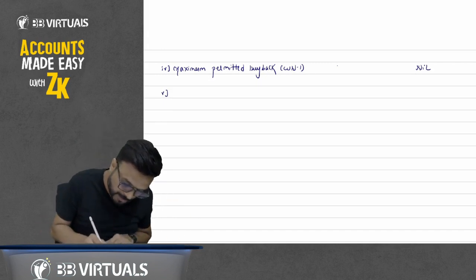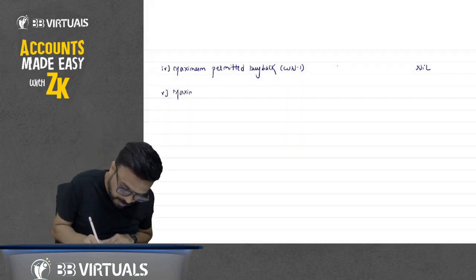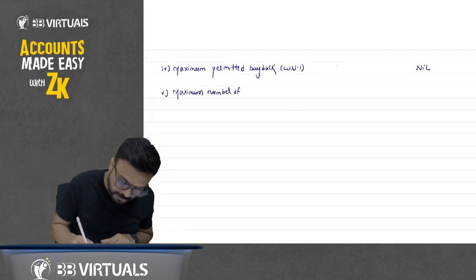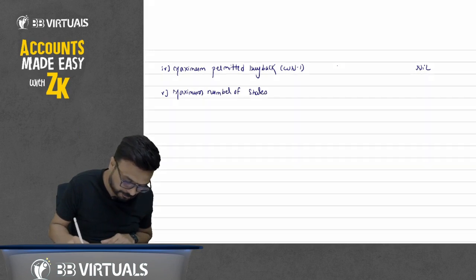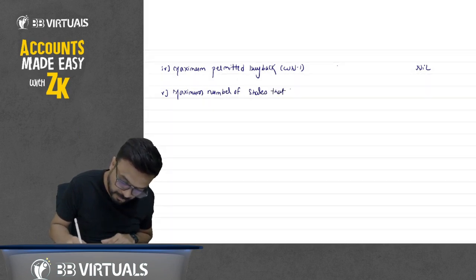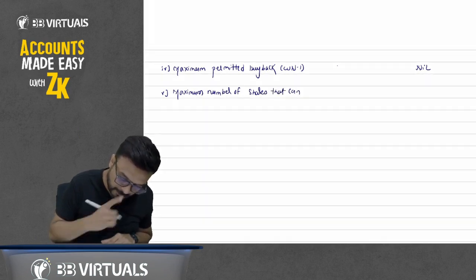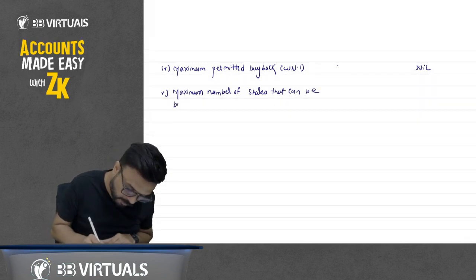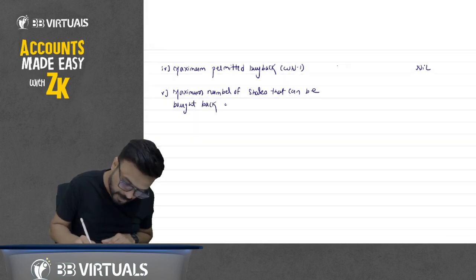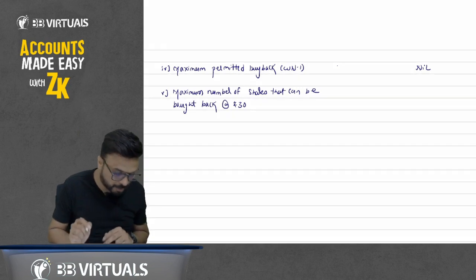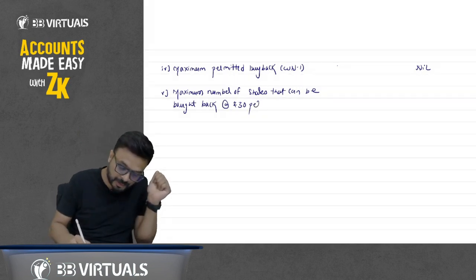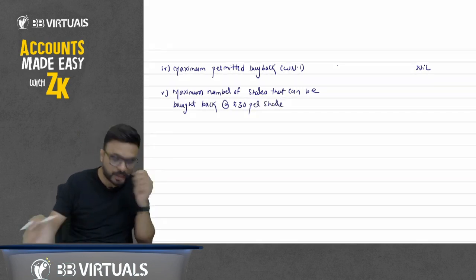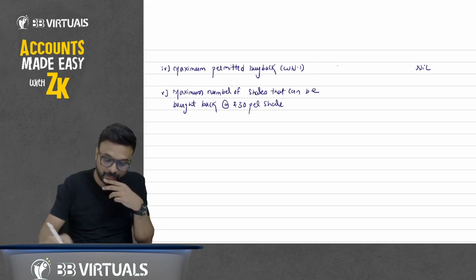Then here: maximum number of shares that can be bought back at the rate of rupees 30. We are doing buyback at rupees 30 per share. We'll calculate it, but first we have to calculate the maximum permitted amount.